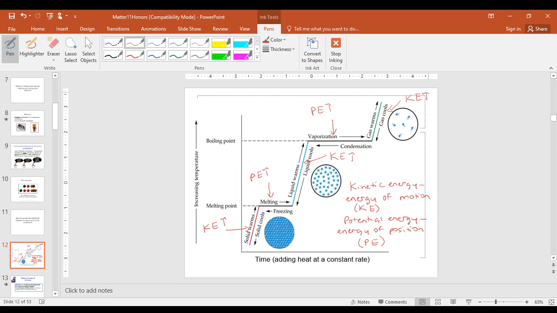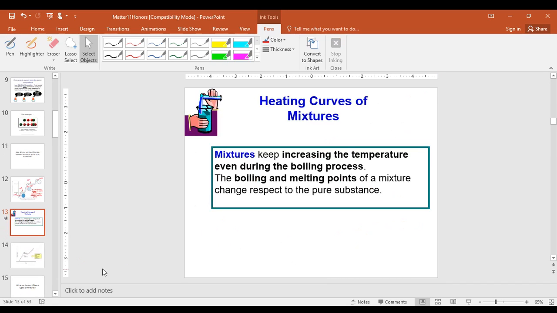Okay, so just make sure you have those labeled on your graph. And now I just want to go over the difference between how you would know if you had a pure substance as opposed to a mixture. What we see with mixtures is as we heat something up, the temperature keeps increasing. You don't see those plateaus as you go through boiling and as you go through melting. So, just know that we don't see the plateaus.